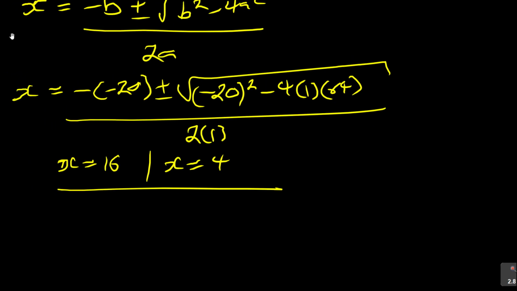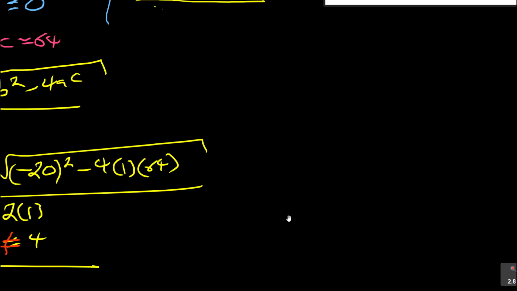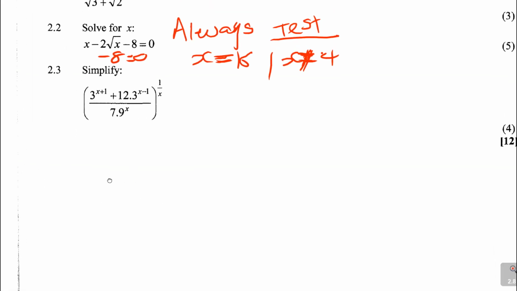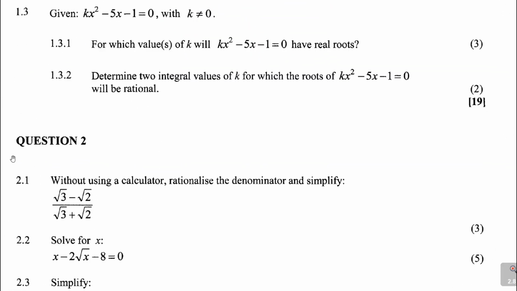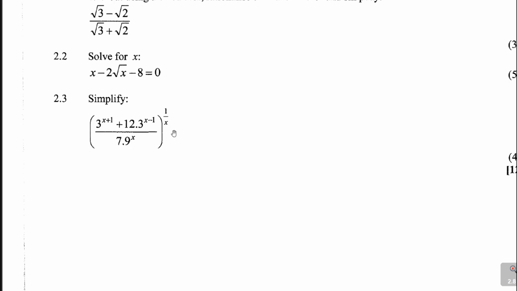So here I would have said x is not equal to 4. They mark that. That's what they are looking for. All right, so let's look at the last one, 2.3. It's 4 marks. Simplify the following. This is 4 marks.